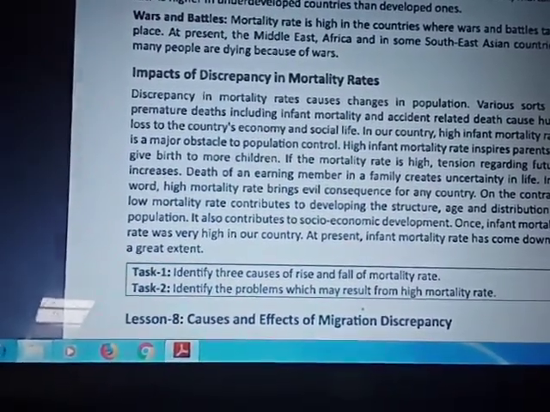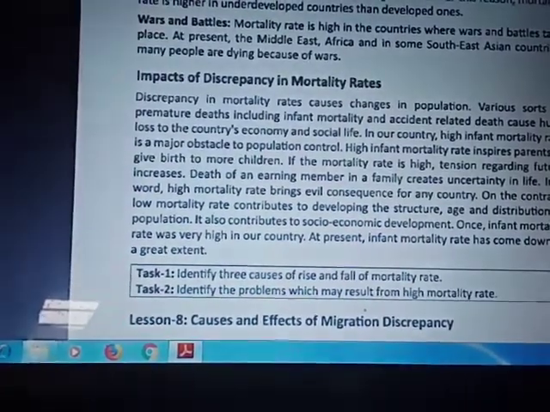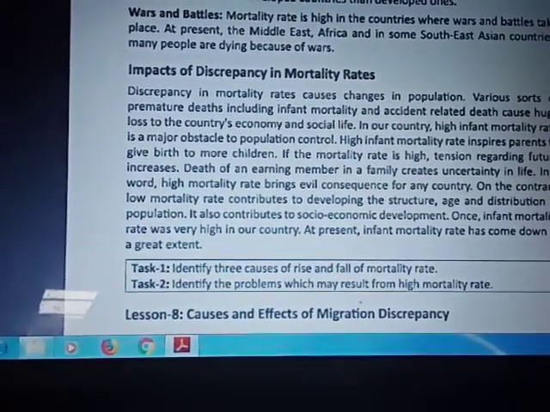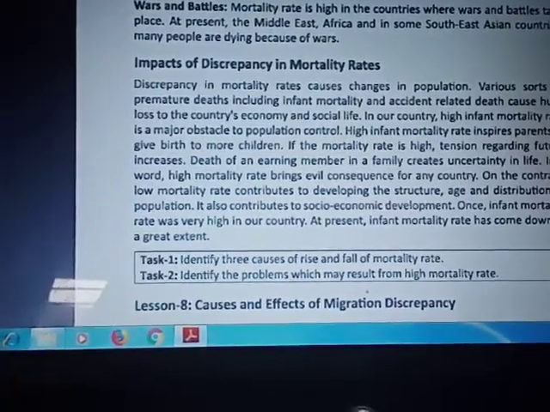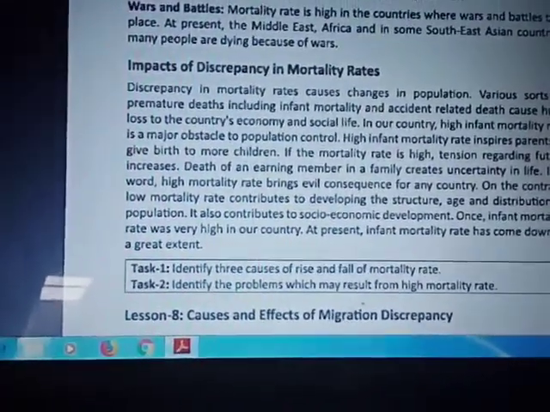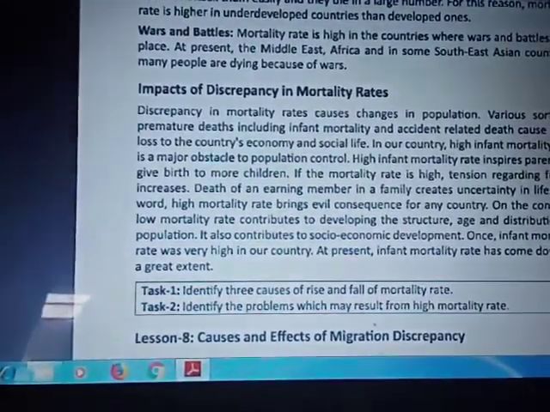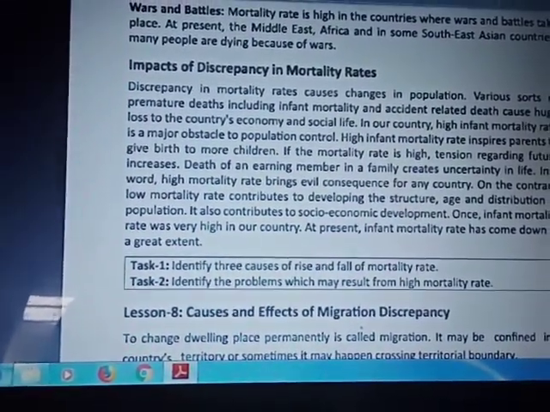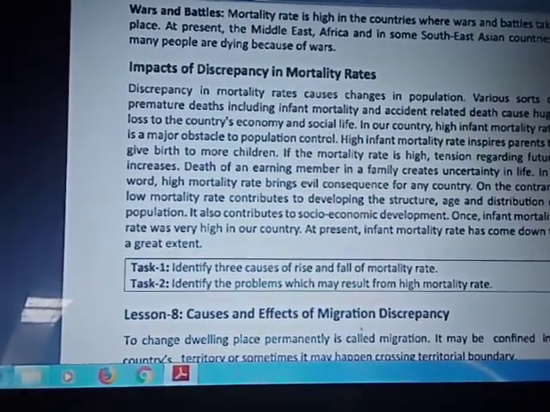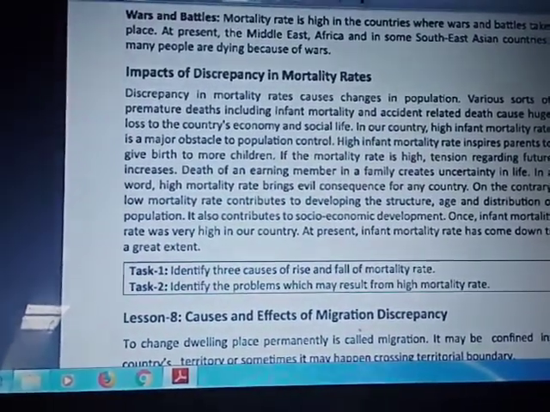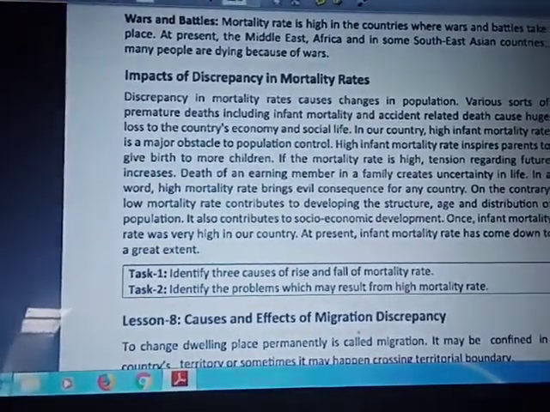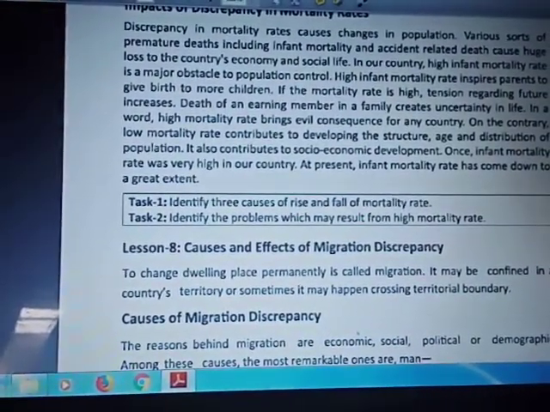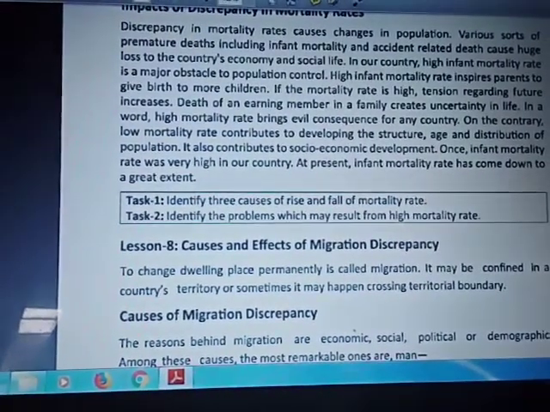Death of an earning member in a family creates uncertainty in life. In a word, high mortality rate brings evil consequences for any country. On the contrary, low mortality rate contributes to developing the structure, age, and distribution of population. It also contributes to socio-economic development. Once infant mortality rate was very high in our country. As a result of efforts, infant mortality rate has come down to a great extent.